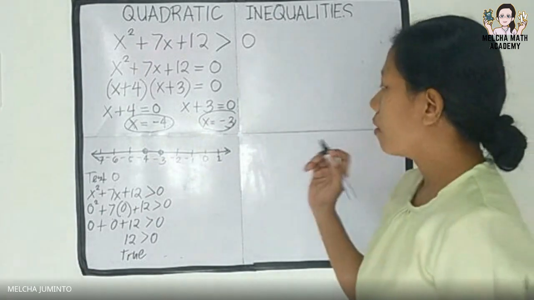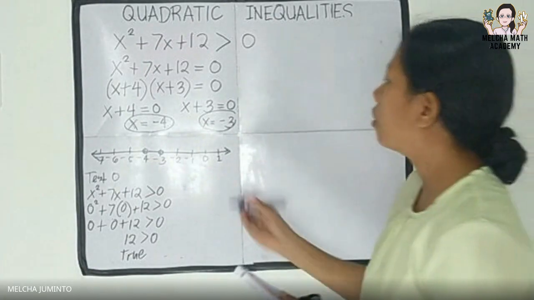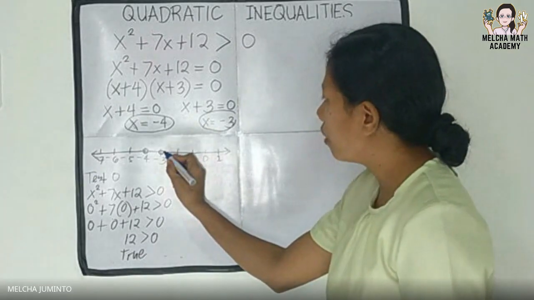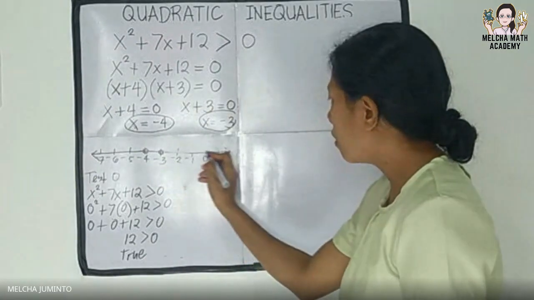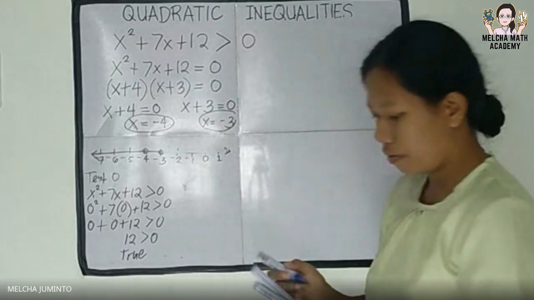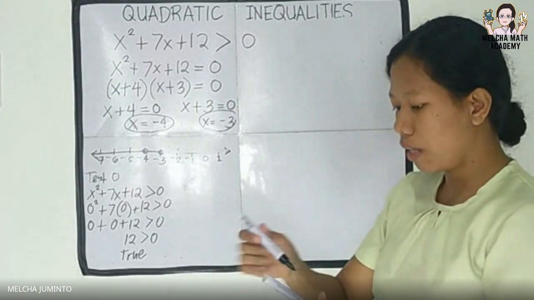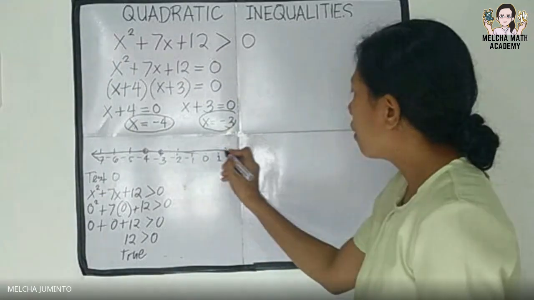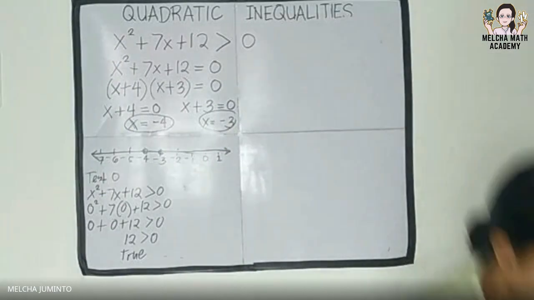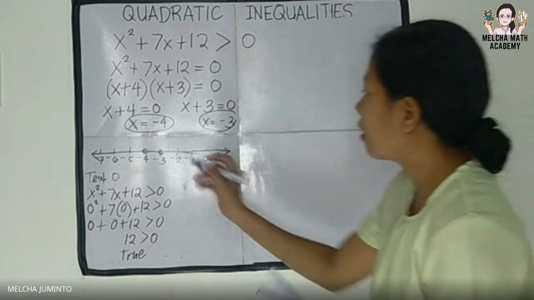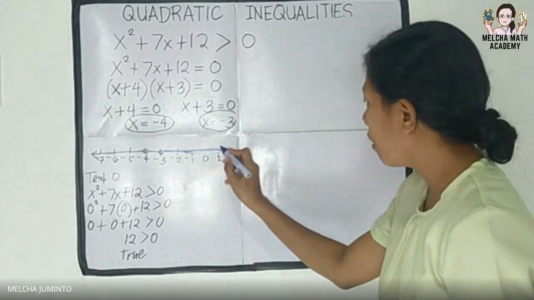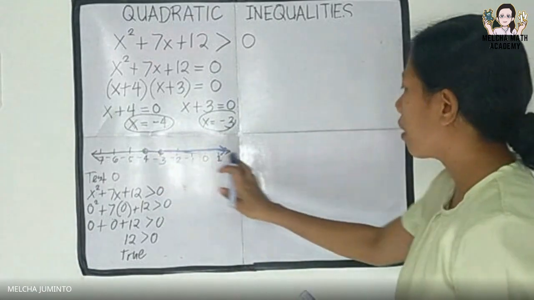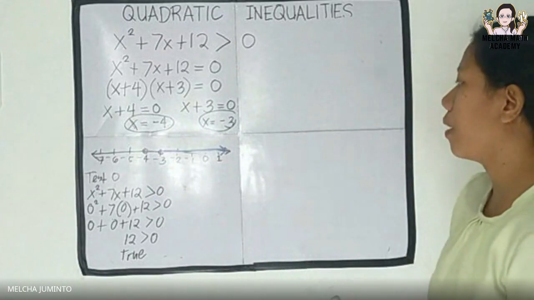And that gave us the idea that you need to shade from negative 3, you need to shade all areas to the right. You need to shade this part to show that all numbers to the right of negative 3 are solutions. So you need to shade this part and add an arrow to show that the numbers here are solutions for the inequality.